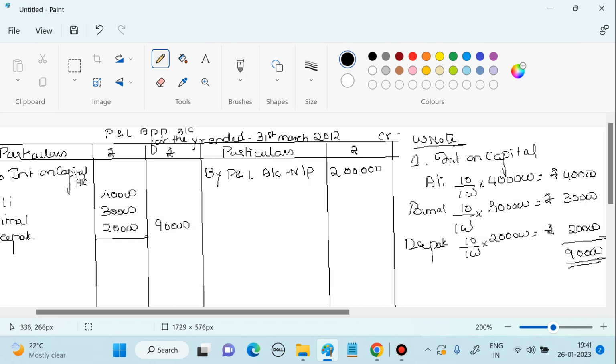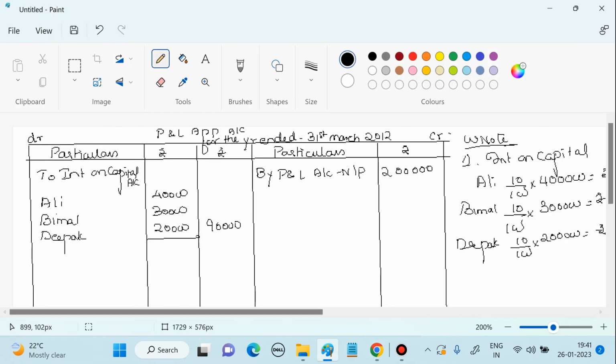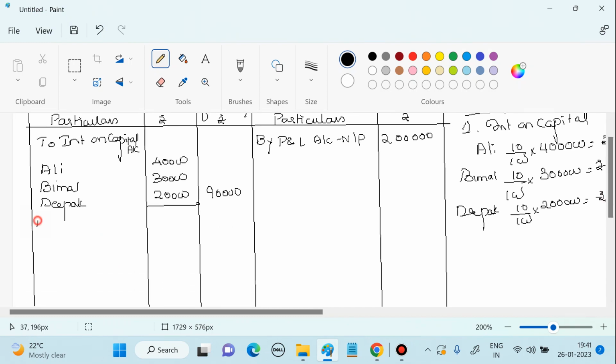Yes, ma'am. Next they said about salary. They said Bimal and Deepak get 2,000 per month for Bimal and 3,000 per quarter for Deepak. So let's give that to them. So right here, to salary, we're going to give to Bimal at the rate of 2,000 per month.